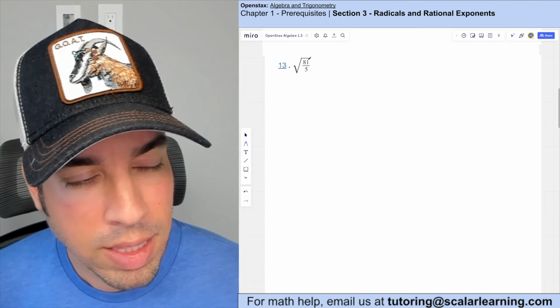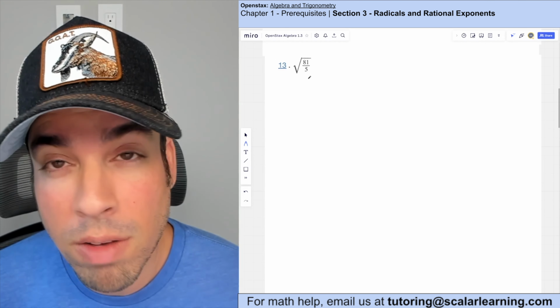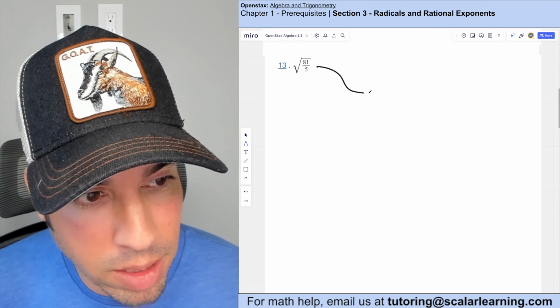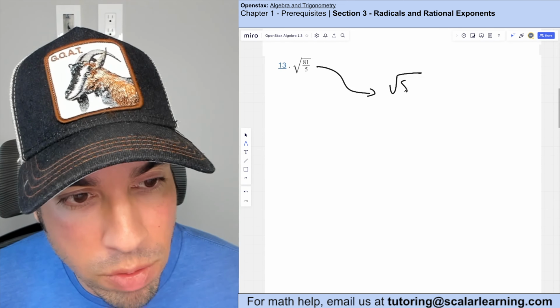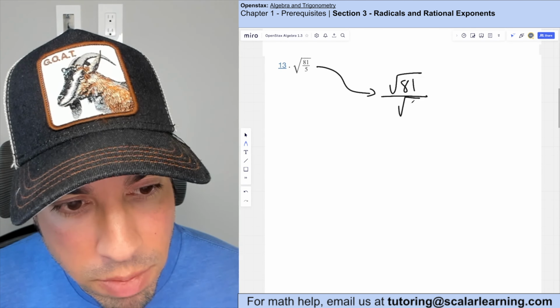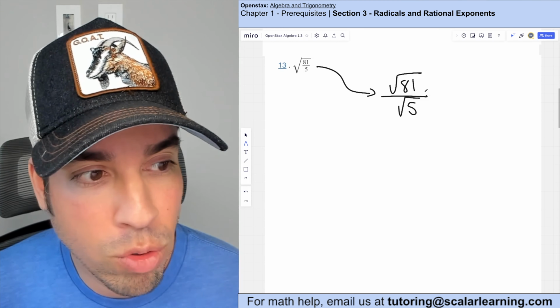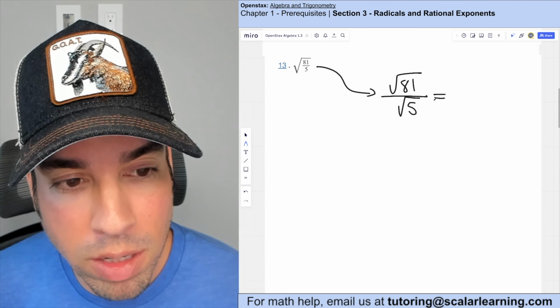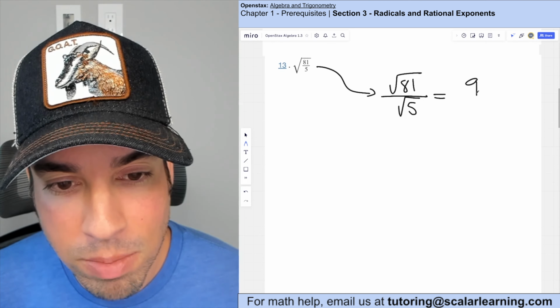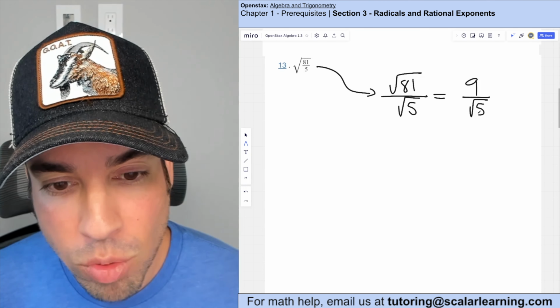Boom, done. In this case, I've got a radical of a fraction. Now, I can rewrite this as follows. I can rewrite this as square root of 81 over square root of 5. Now, once I do that, this is pretty cool because I can see that the square root of 81 is 9 because 9 times 9 is 81. And then I have a square root of 5 on the bottom.